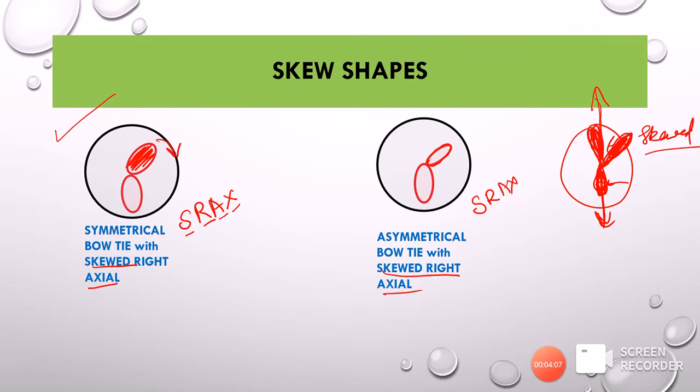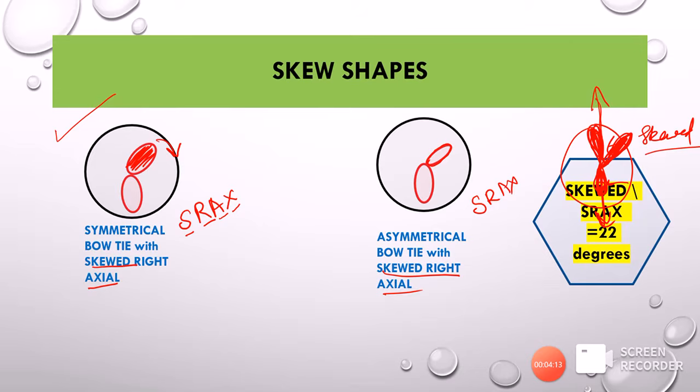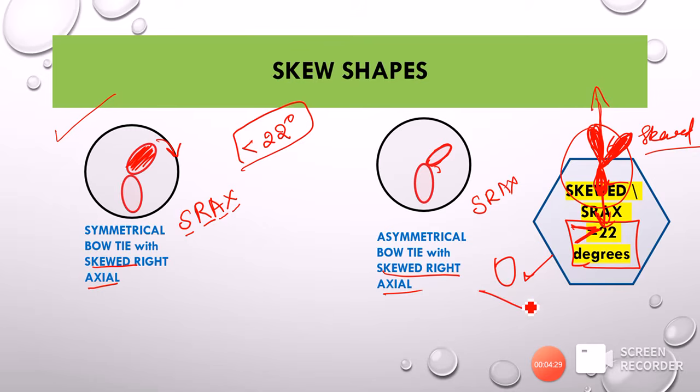Just like there was a twist in the symmetrical and asymmetrical, similarly in skewed also there is a twist, and the twist is that the skewed radial axis, this tilt, should always be less than 22 degrees. Wherever the skewed radial axis is more than 22 degrees or equal to 22 degrees, then you have to consider it as a risk of ectasia.